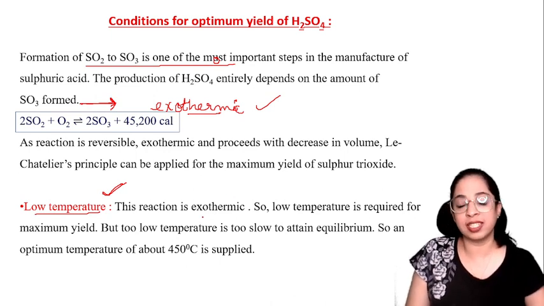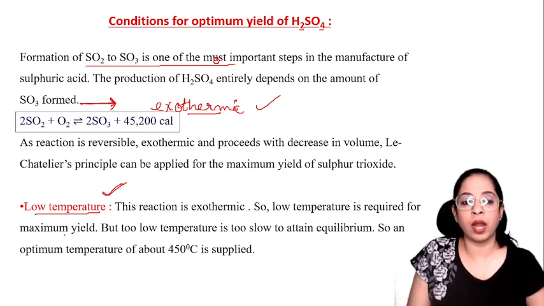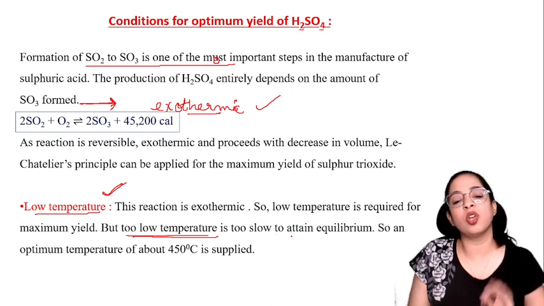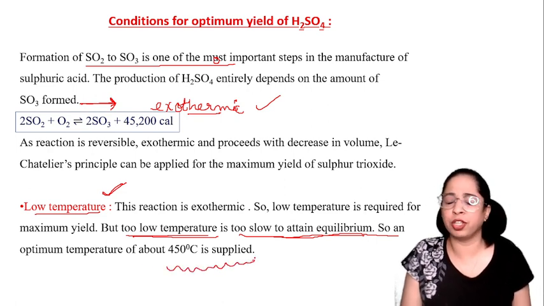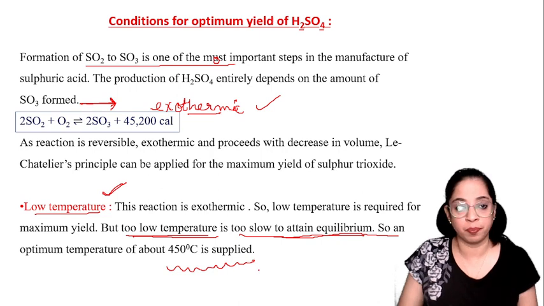But you should also understand low temperature is required for the maximum yield. But if we take a very low temperature, then it takes a longer time to attain equilibrium. So, too low a temperature is too slow to attain equilibrium. So, the optimum temperature is 450. Okay, 450 to 500 is the optimum temperature, right?